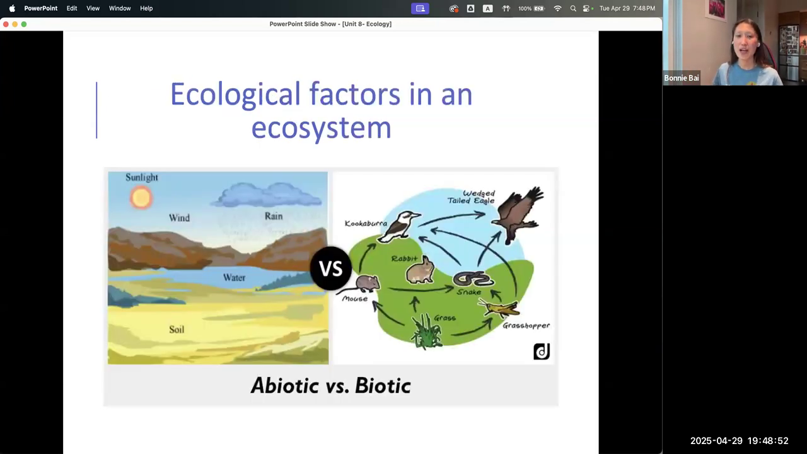So, biotic versus abiotic factors, super straightforward: anything living versus anything that's not living. But this is a good point for a very quick review of what we mean by living. How do we know if something is living? It has to have cells. It needs to be able to reproduce. Parasites can also reproduce, so that counts.